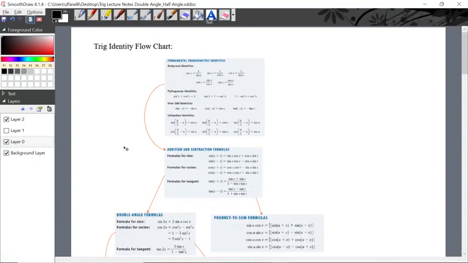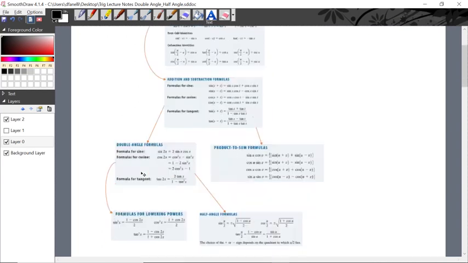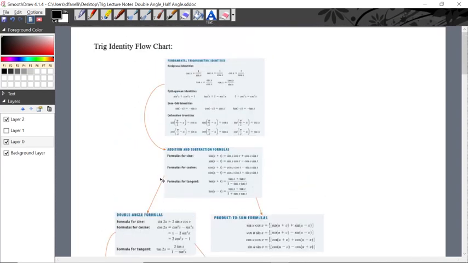So here I put together a flowchart for all of the main trigonometric identities for us to go over in this course. These are all the formulas which are most commonly used in trigonometry, and there's a lot of them here. I designed it as a flowchart to show, in the direction of the arrows, the progression that we have.